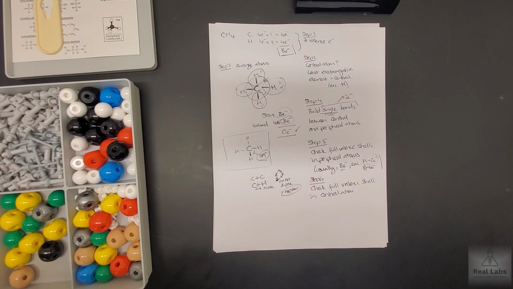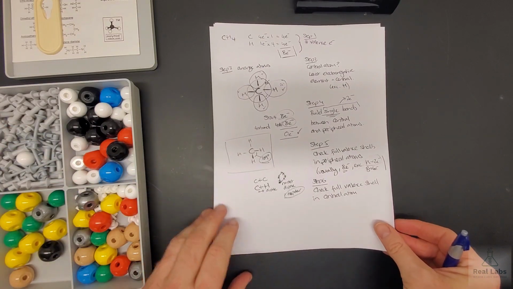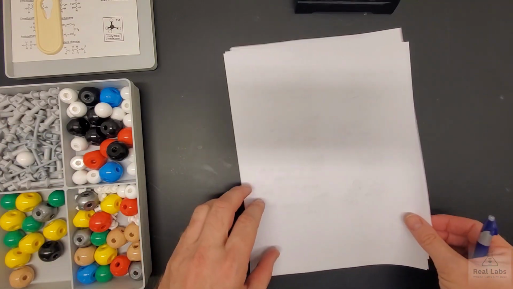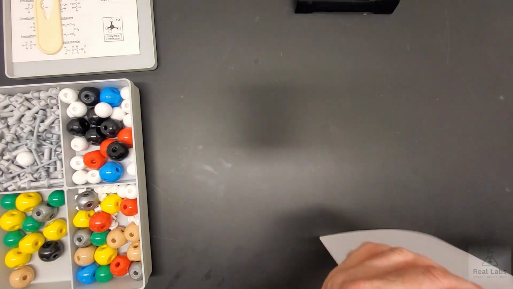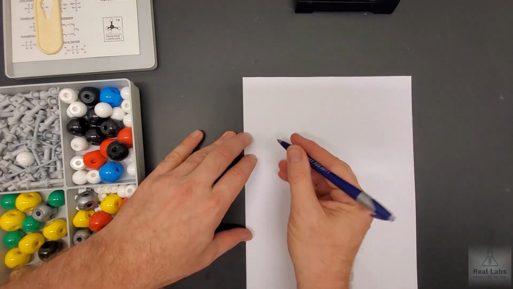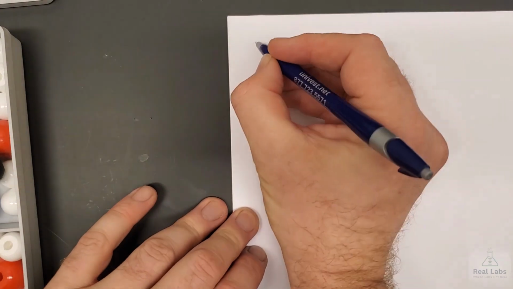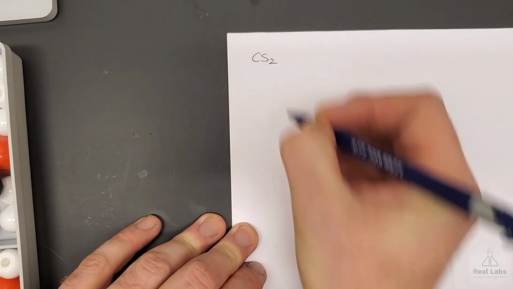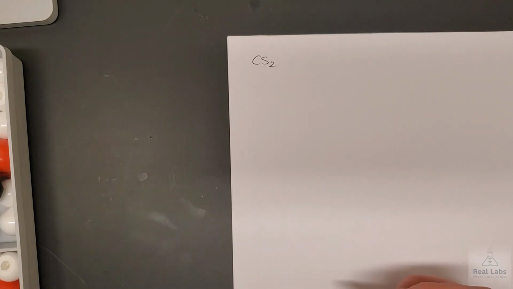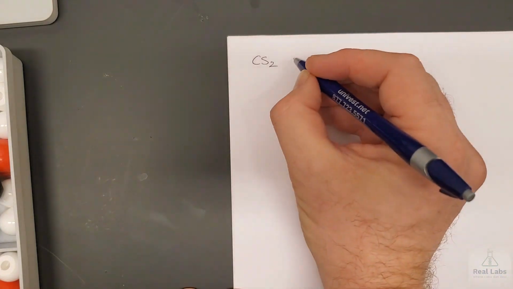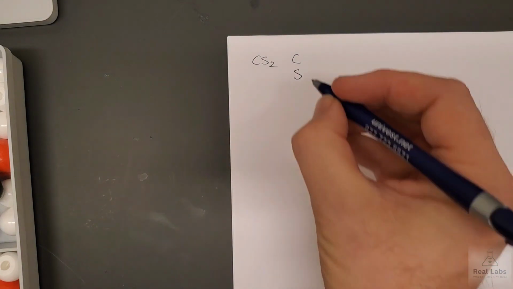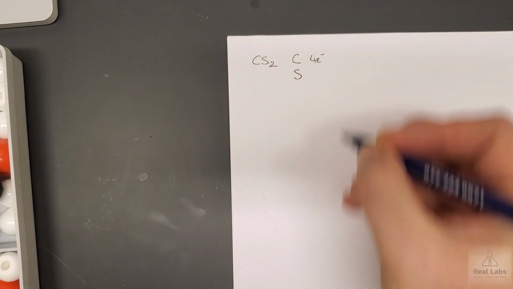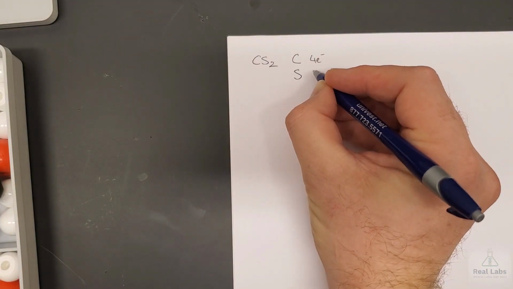Next molecule we're going to do is the molecule carbon disulfide. Carbon disulfide has the structure CS2. So when we look at carbon disulfide, the first step is to figure out how many valence electrons we have present. So we have a carbon atom, we have a sulfur atom. If we look in the periodic table, we can find that carbon has 4 valence electrons, and sulfur has 6 valence electrons.